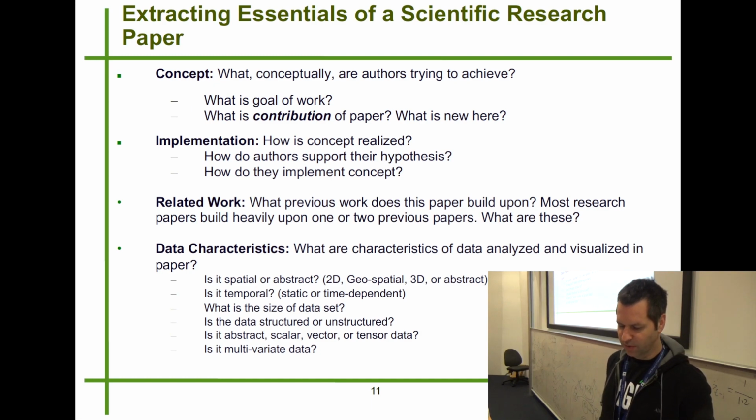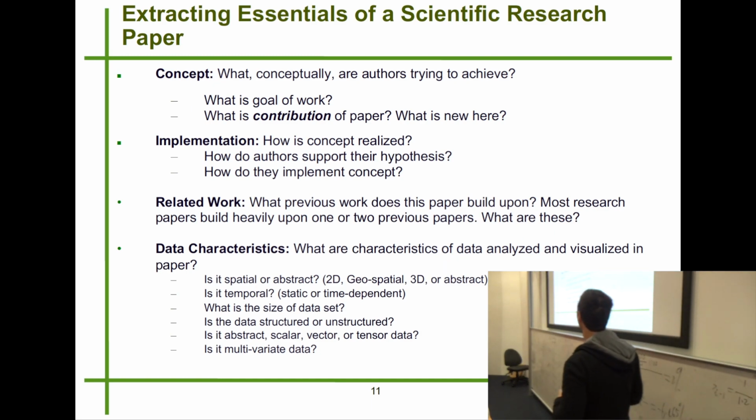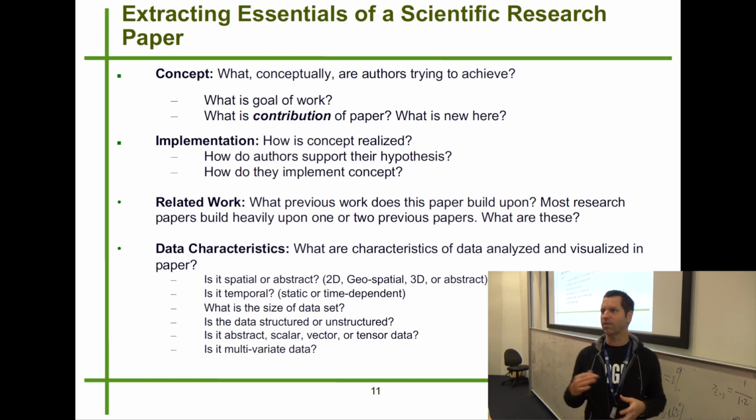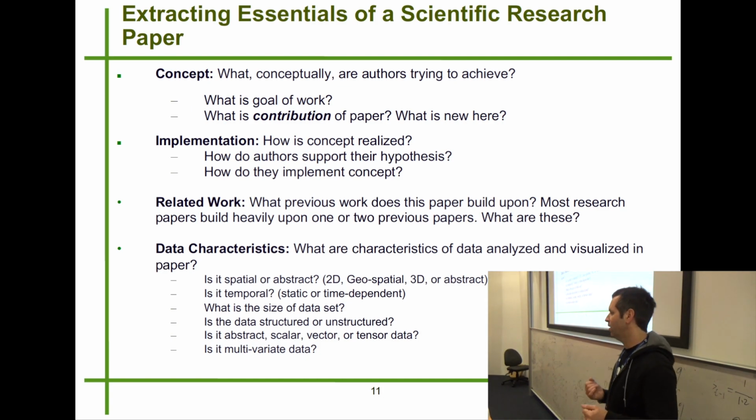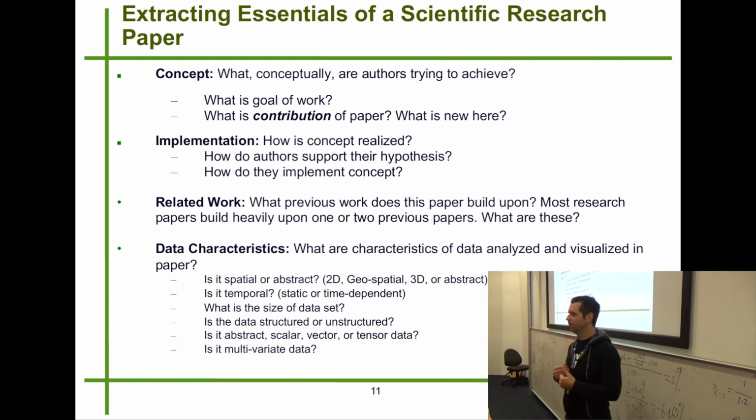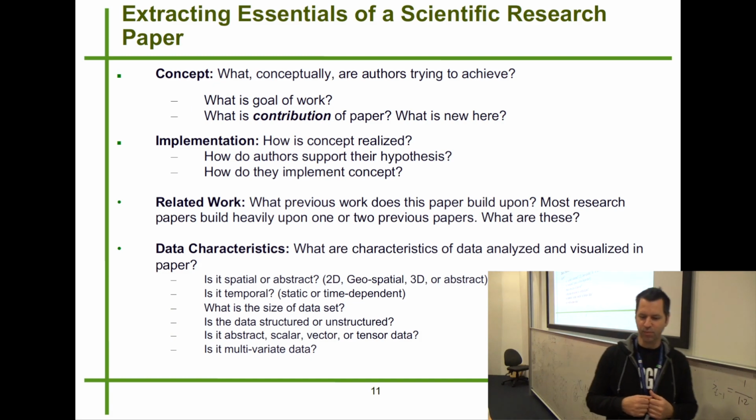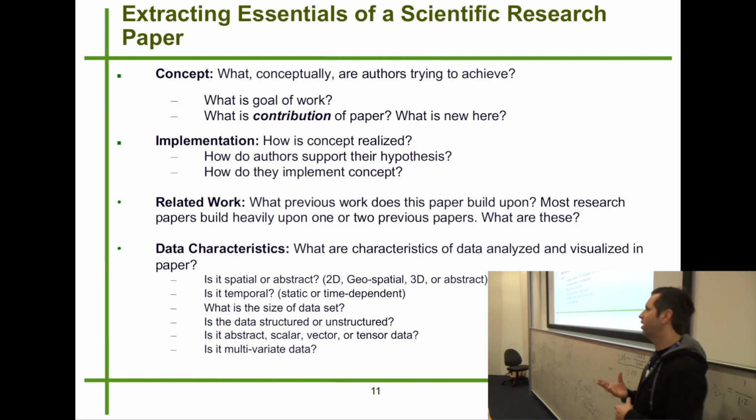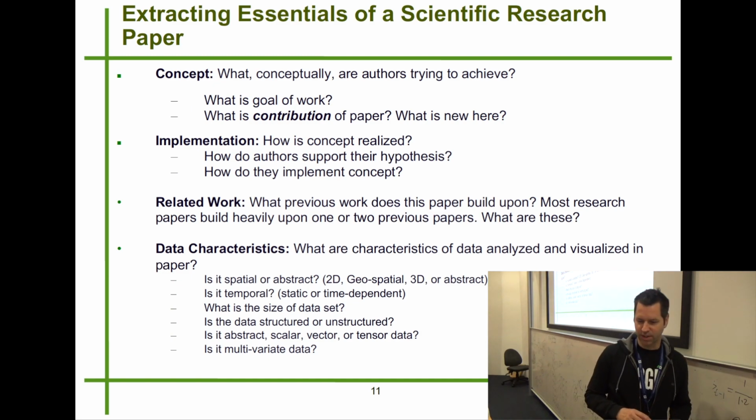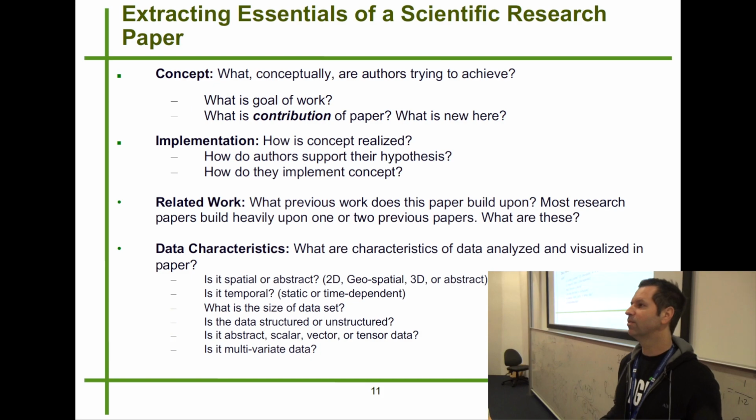The characteristics of the data are good to look at. So usually, not always, there's some data involved. The data could be used for testing and evaluation purposes. If you're trying to make something faster, there's a process and there's input data and there's output data. What does the data look like? What kind of data are the authors actually using? Is it spatial data? Is it abstract data? Is it time-dependent data? Or is it not time-dependent, like static data?